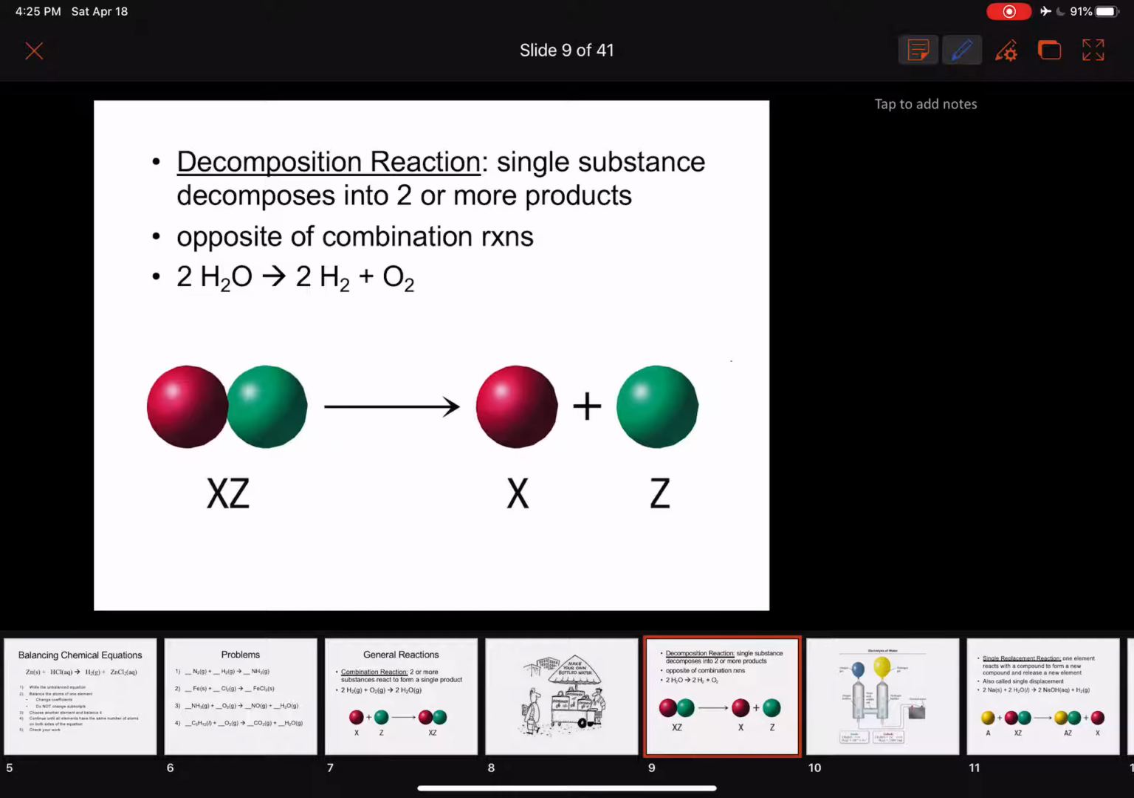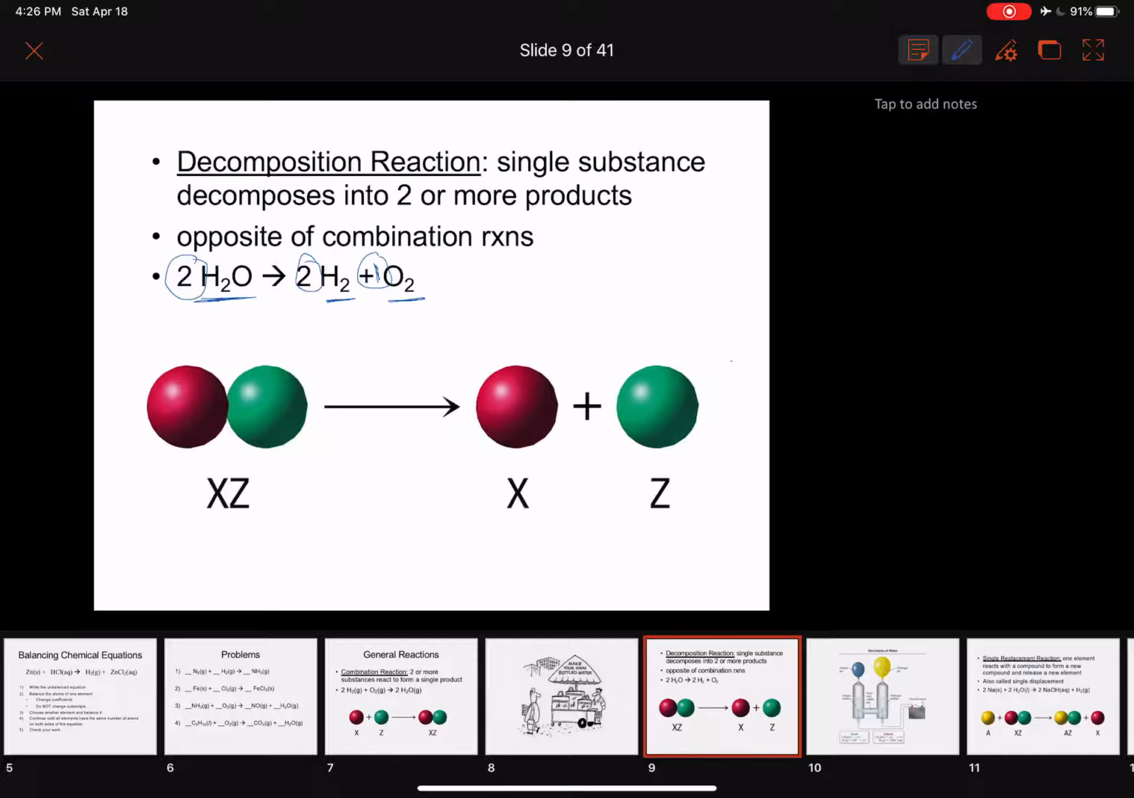And in a decomposition reaction, we have a single substance and it breaks into two or more products. And this is the opposite of a combination reaction. So if we were looking at the opposite of combining hydrogen and oxygen together, we would see that we can take water and break it down into hydrogen and oxygen. Now you have the coefficient of 2 in front of the water and the hydrogen, and you have a coefficient of 1 in front of the oxygen, and that balances that equation.